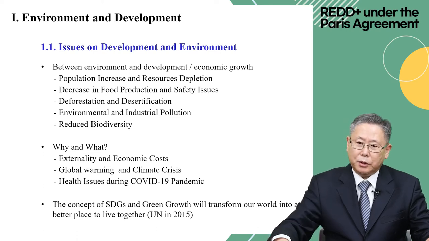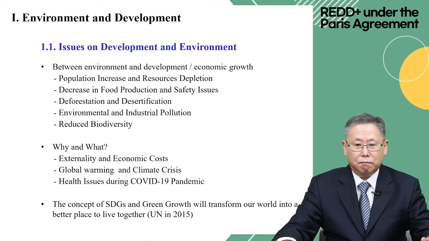What are the big problems we face these days? Between environment and development, economic growth is the biggest issue. Population increase and resources are depleted. Decrease in food production and safety issues. Deforestation and desertification, plus environmental and industrial pollution, especially waste and plastic. It caused reduced biodiversity.